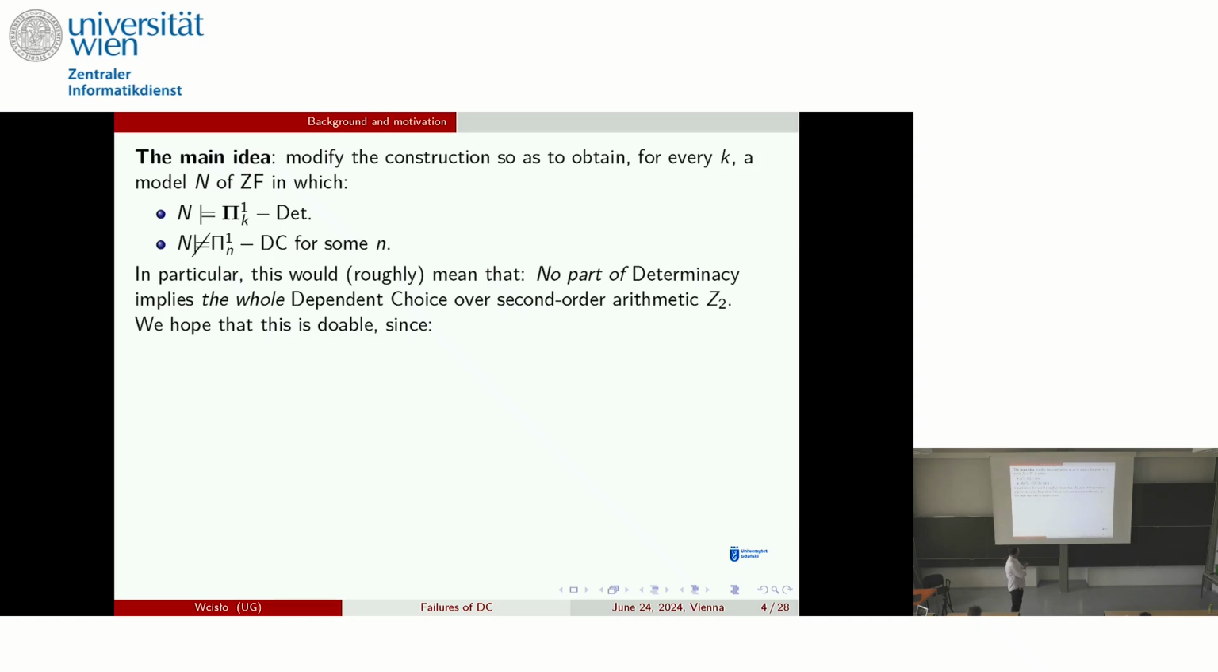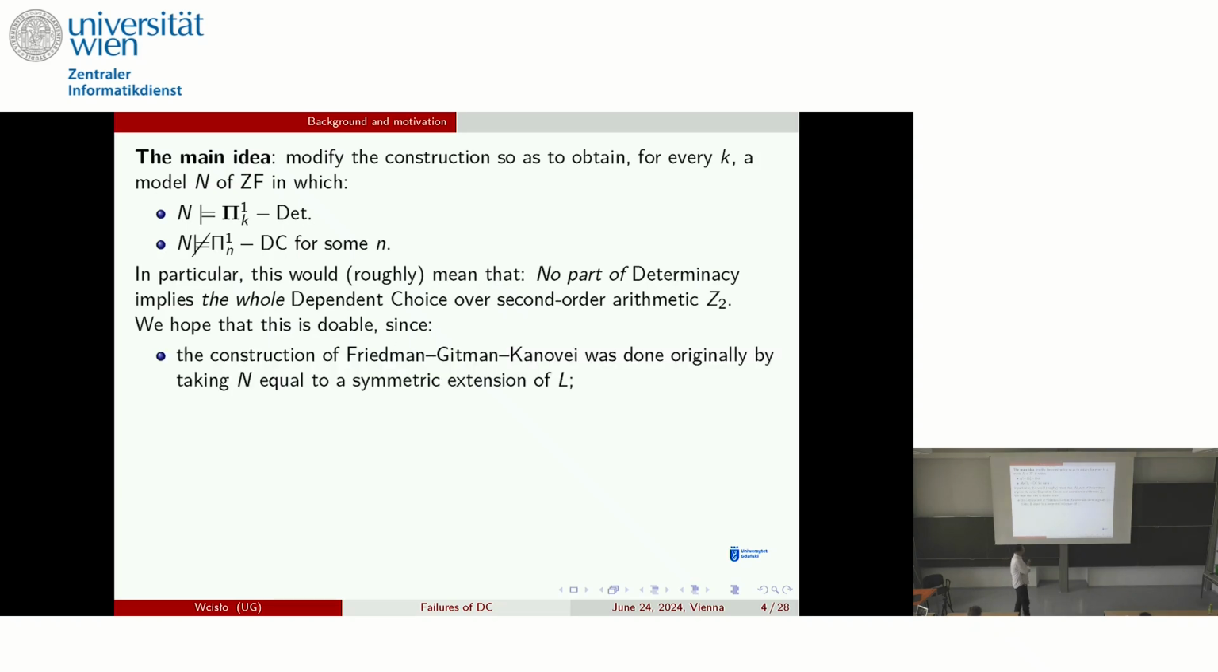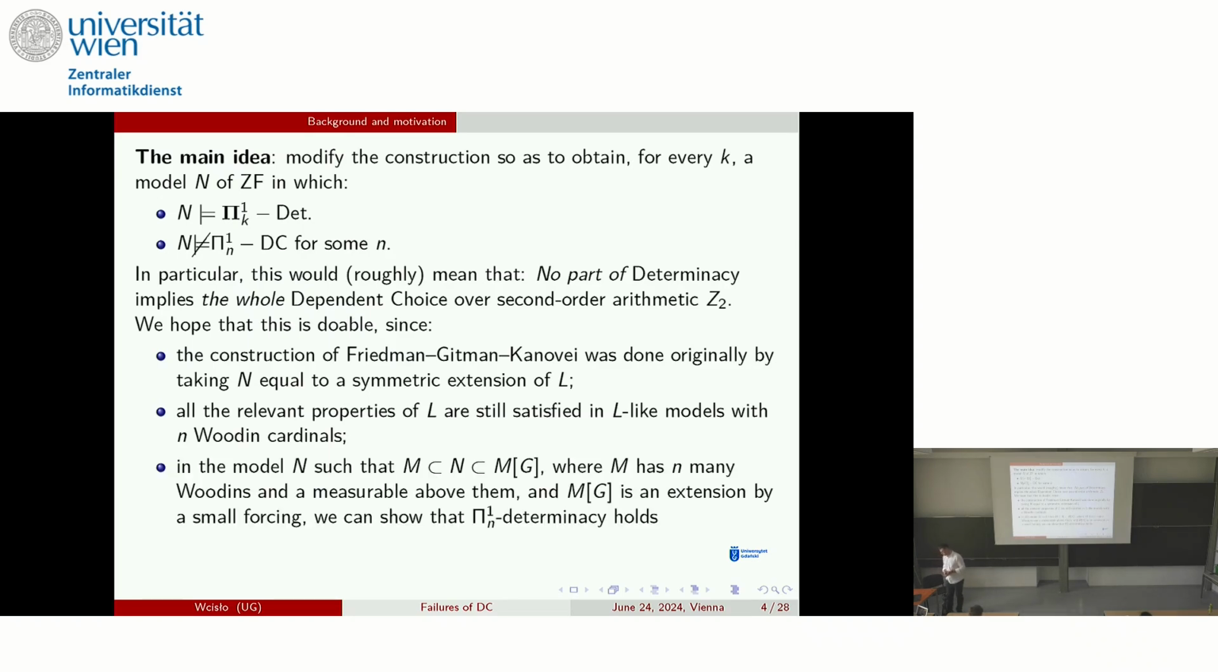Okay. As I said, we hope it's doable because if you just look at the proof, the construction they are doing is done originally over L. You look at the properties of L they are using, and you see that those same properties hopefully, and this hopefully means verifying everything in between, hold over, let's say, Mn. Well, you would like to show actually the model they're producing is some kind of symmetric model.